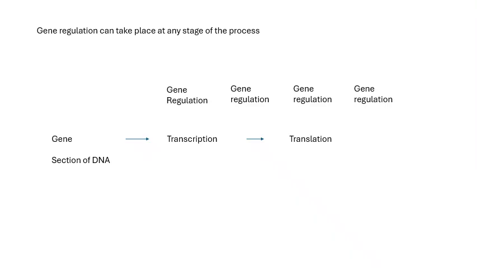After it's been transcribed and you've got your messenger RNA, then there are processes which can determine whether it actually carries on or whether it's just broken up because it's not needed. In translation, there are processes to determine whether it is translated or not. And then even when it is translated and you've got your protein, there is lots of regulation going on there to see if that protein actually goes on and does stuff. So at lots of different stages, gene regulation takes place.